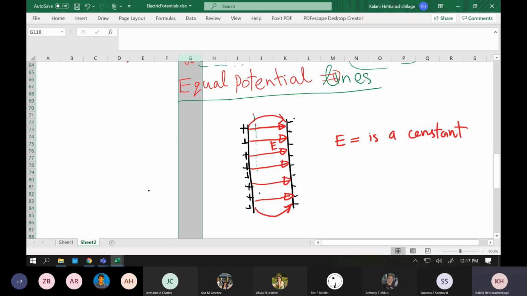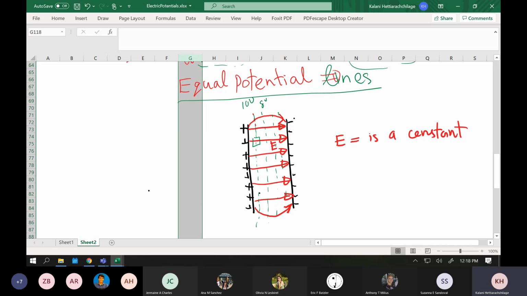just like this. So this may have potential 10 volt, and the next line you may have potential 8 volt, right? Something like that, depending on how much voltage you supply to your plate. But those dotted lines in green are the equipotential lines. Again, you have the same concept, they are perpendicular to each other.